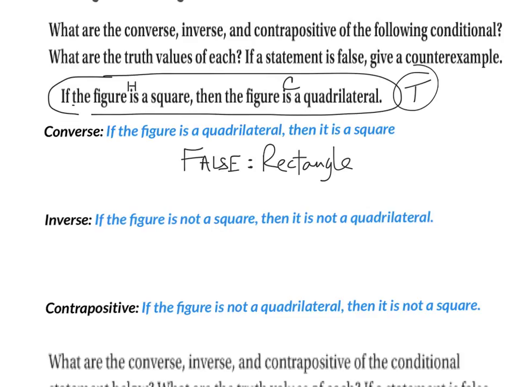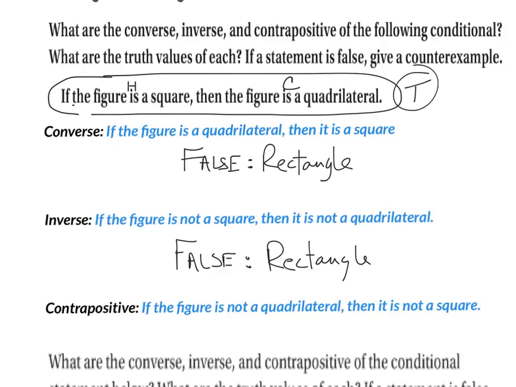If you remember, the inverse and the conditional are the same statements, except the inverse is the negation of it. So you'll notice here, as I relate these two, if the figure is not a square, then it is not a quadrilateral. Again, same as the conditional, it's just negated. I've added in the word not. Now, is this true or false? If the figure is not a square, then it's not a quadrilateral. This is also false, because just because it's not a square doesn't mean that it cannot be a quadrilateral. It could be a rectangle, and it's still a quadrilateral, so that's false.